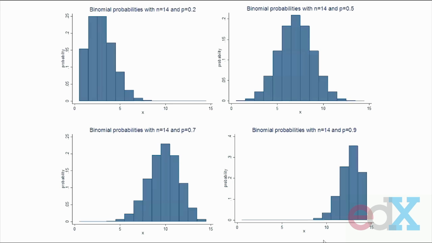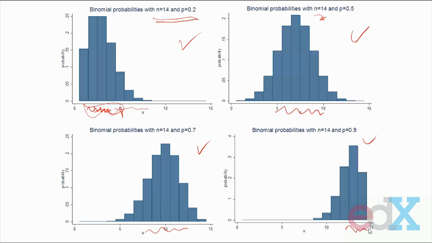Actually, these are not from the Quincunx. These are all with n equals 14, but this one is with p equals 0.2, this one with p equals 0.5, 0.7, and 0.9. So that is why we expect the ball to be somewhere here. It can go all the way up to here, but we typically expect it to be down here. We typically expect it to be in the middle when p equals 0.5. We typically expect it to be a little bit to the right when p is 0.7. When p is 0.9, we expect it to be quite a ways over to the right.